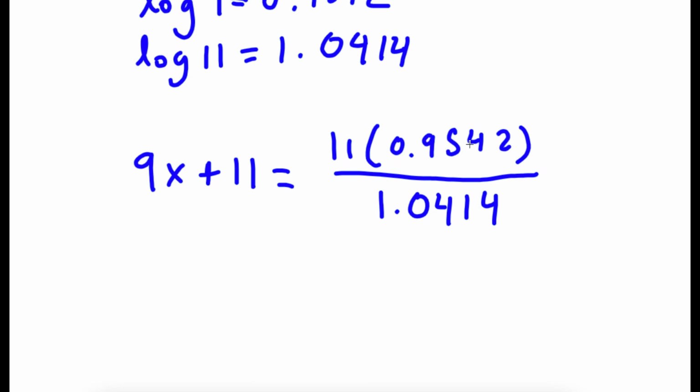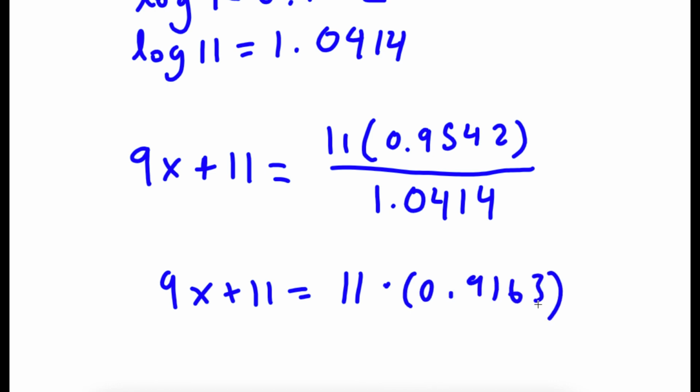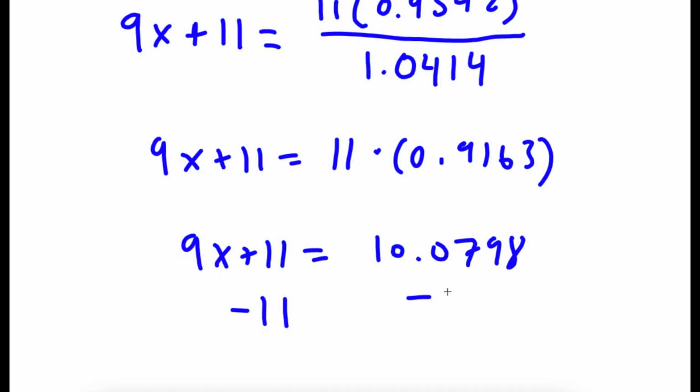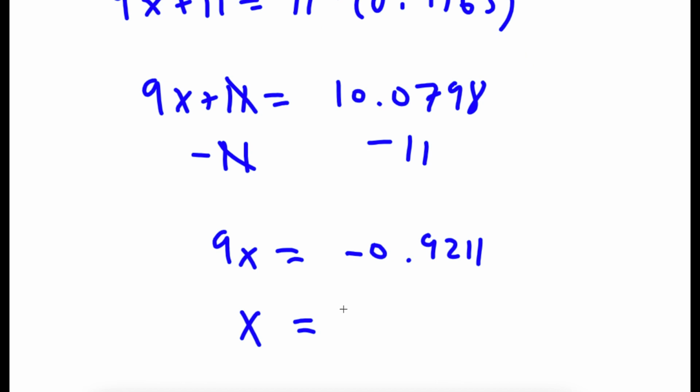Now 0.9542 over 1.0414, that's going to equal 0.9163, so 9x plus 11 is equal to 11 times 0.9163, which is 10.0789. So I have this minus 11. So now I have 9x is equal to negative 0.9211, meaning x is equal to negative 0.1023.